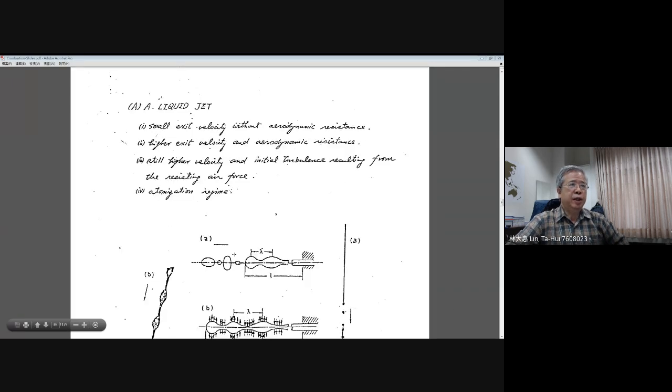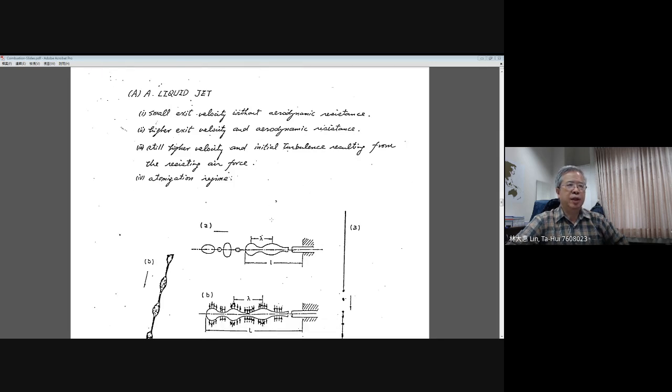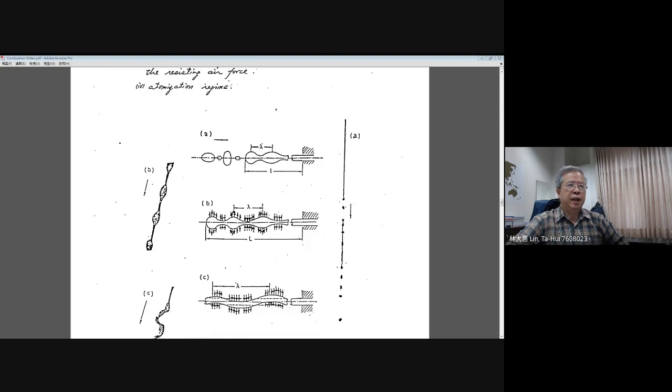But if you increase the exit velocity higher, the liquid jet will experience higher aerodynamic resistance. You can see there are some wave motions on the liquid jet, as described by figure B, and the corresponding picture shown here. You can see they will extend longer, with longer ligaments, without detailed breakup structures.